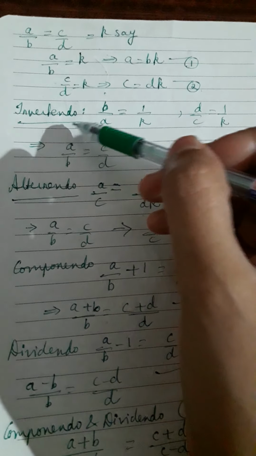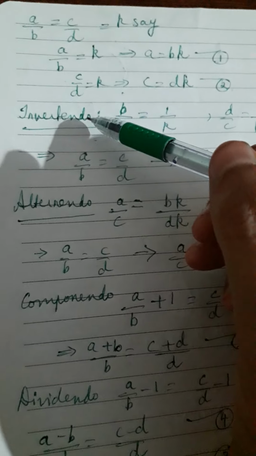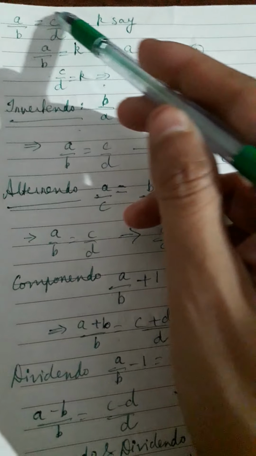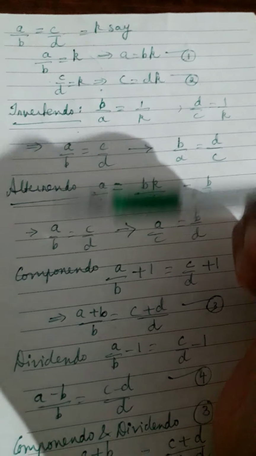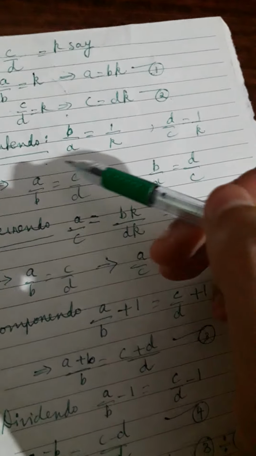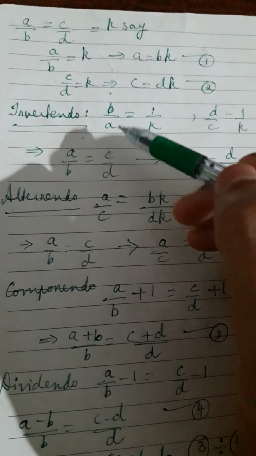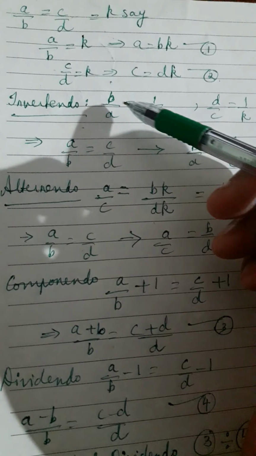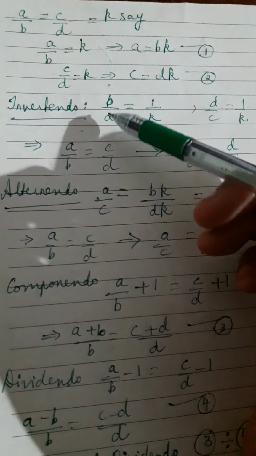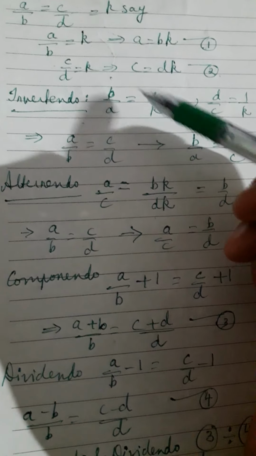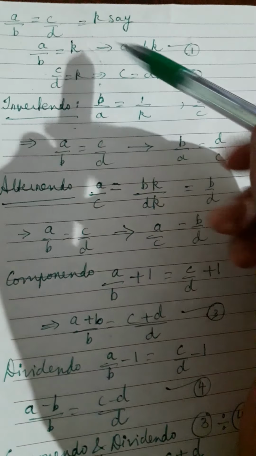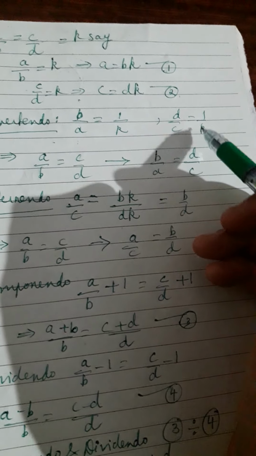Now what is invertendo? Okay, we have to start from this and go towards other ratio concepts. So what is invertendo? Invertendo is just to invert, as in take the reciprocal on both sides. So b divided by a will be equal to what? 1 by k. If a by b is equal to k, b by a is 1 by k. Likewise, d by c is also 1 by k.